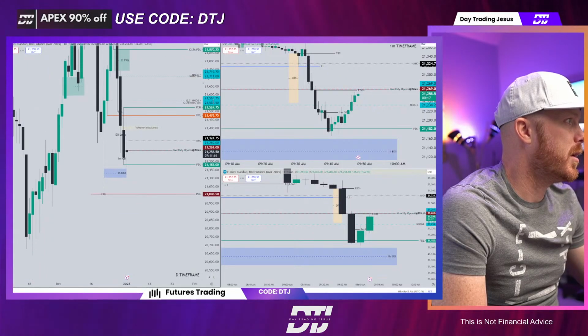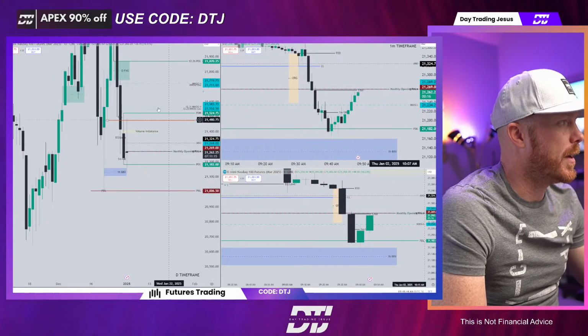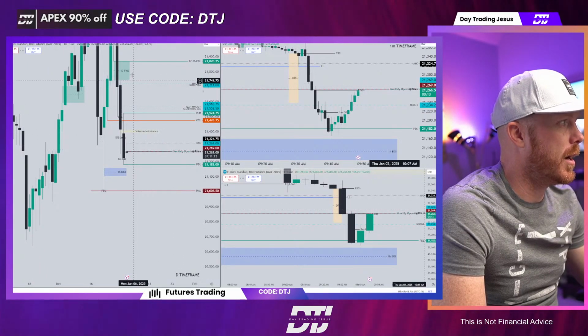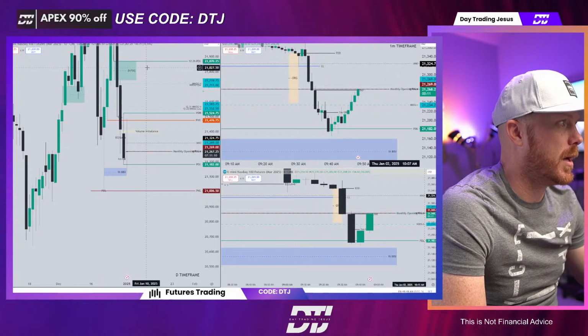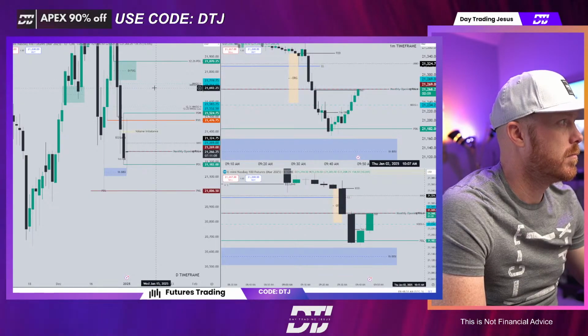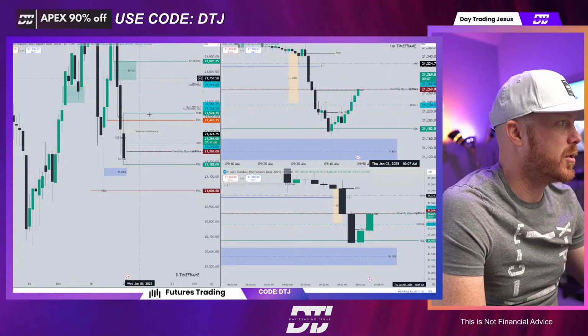Is there anything up here that would draw my attention? So if I look on the daily and I look higher, I have this daily fair value gap. I do like that. That daily fair value gap is attractive to me.